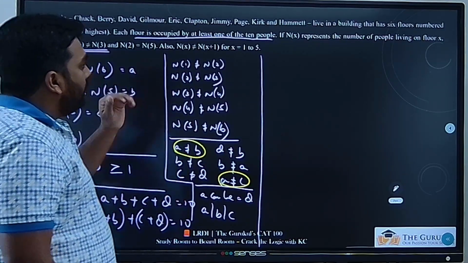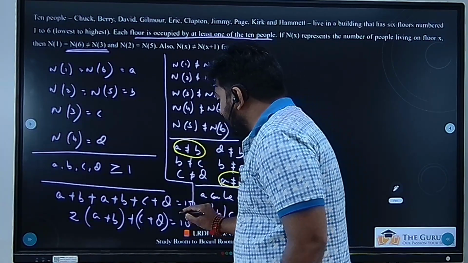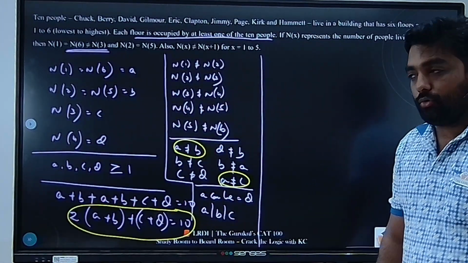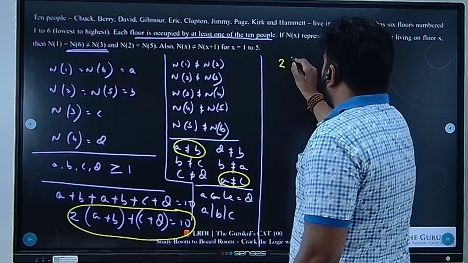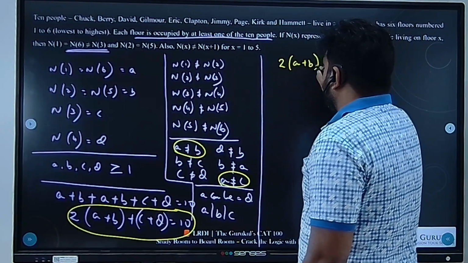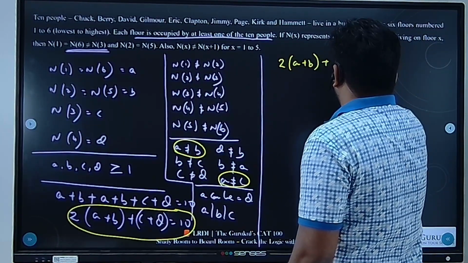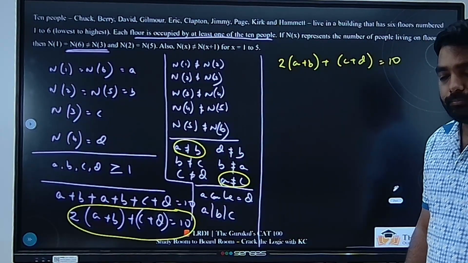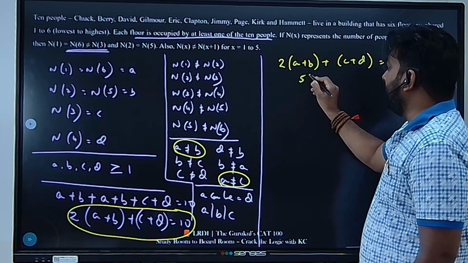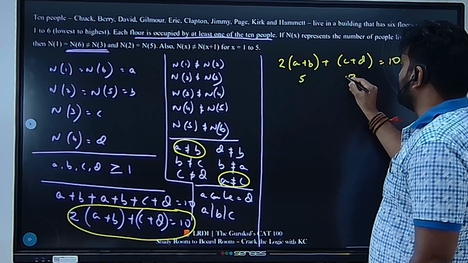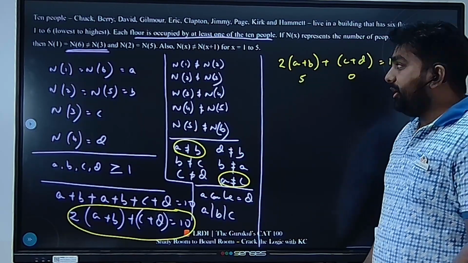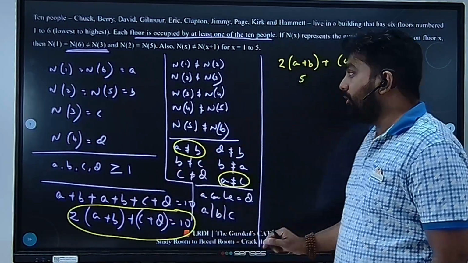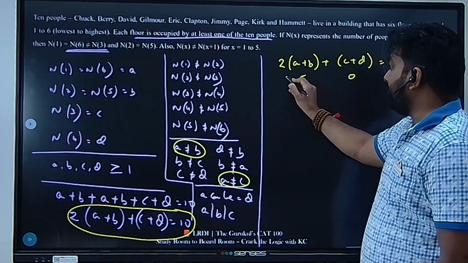Perfect. Now let's look at this case which we wrote here. This is the important part in the overall question. So we know twice of A plus B plus C plus D is equal to 10. Now if I have 5 here, 2 into 5 is 10, this should be 0. But they already gave us C and D. Each floor is having minimum of 1. So this is not possible.